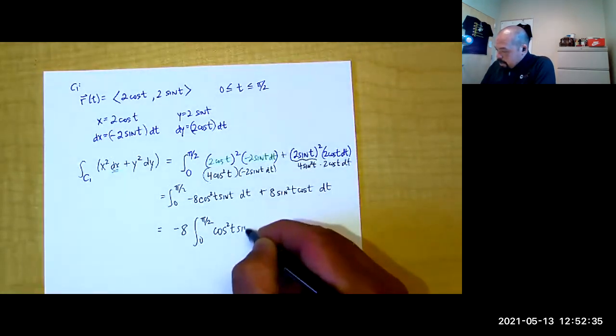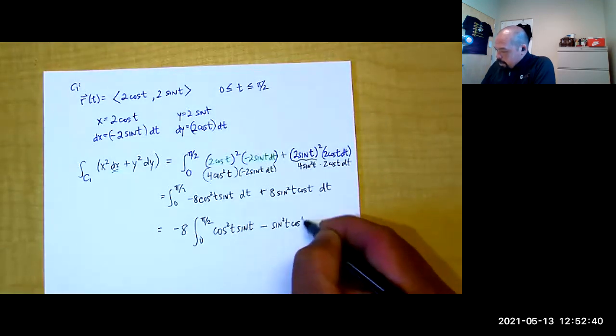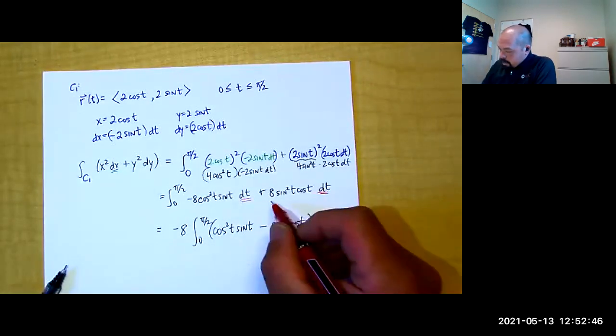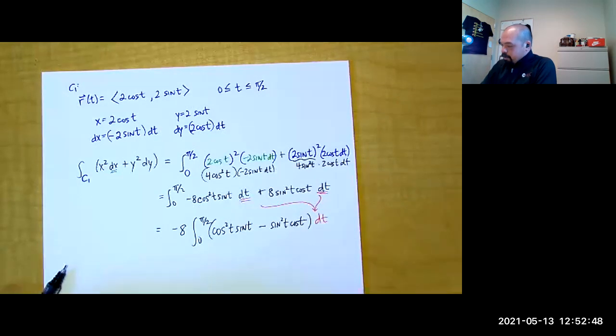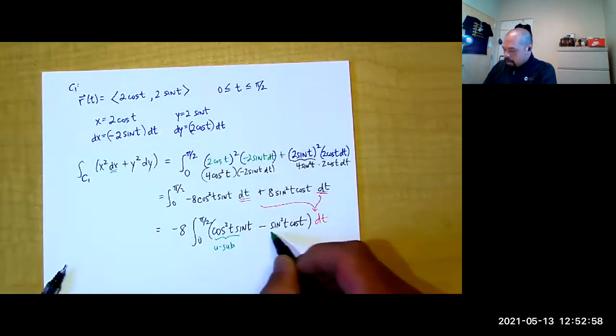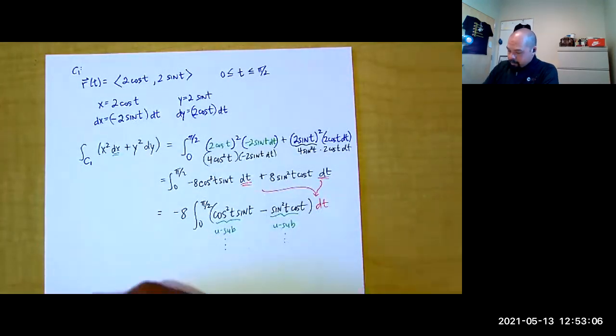Cosine squared t sine t minus sine squared t cosine t, and then that dt factored out. So it looks like a single integral, like we're more used to dealing with. And then each of these integrals, we could use substitution and work through. But that's just C1. We'd have to do the same thing along C2.